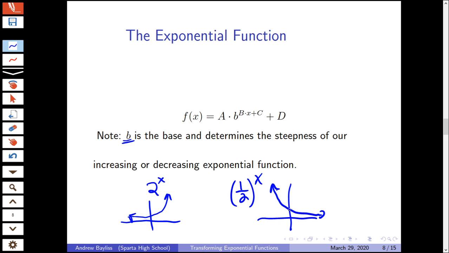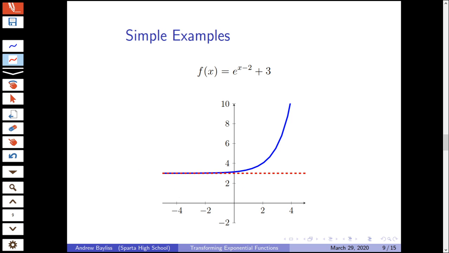Okay, both of them go through the y-intercept at 0, 1. Both of them have a horizontal asymptote along the x-axis. Of course, if our base gets bigger, like 3 to the x or so on, 3 to the x would just be steeper on the right, and below on the left. So 3 to the x would be something like that. Sorry for my horrible hand drawings. All right, you'll see better graphs.